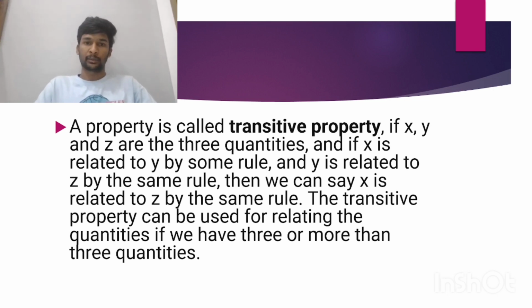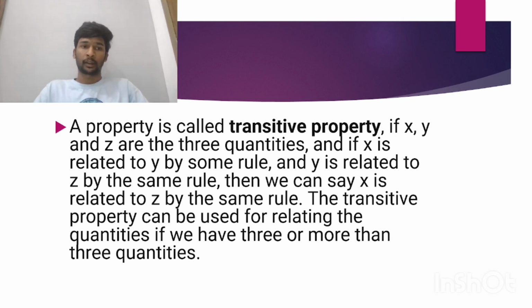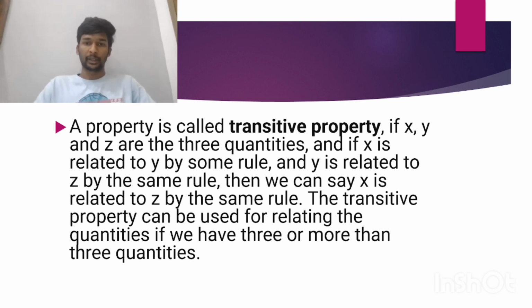Let's take an example of 1, 2, 3. 1 should be with 2 and 2 should be with 3, so automatically 1 should be with 3. This comes under transitive property. The transitive property is used for relating quantities if you have 3 or more quantities. Symmetric and others are used for 2 quantities, but transitivity is used for 3 quantities.